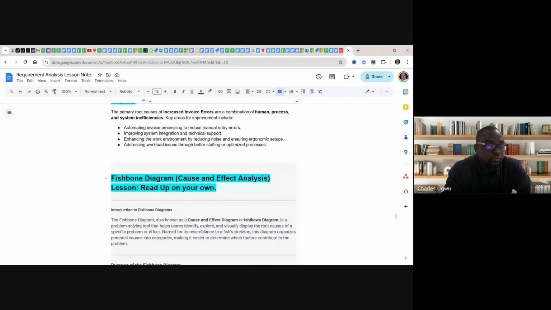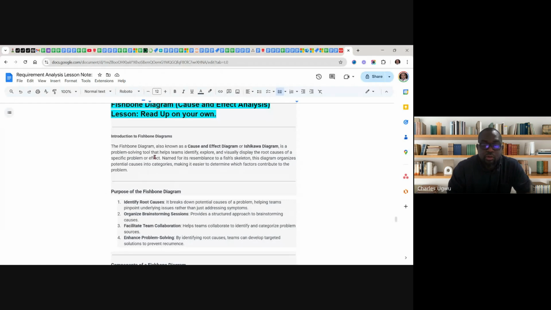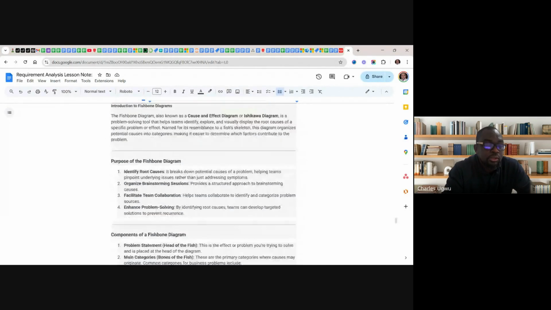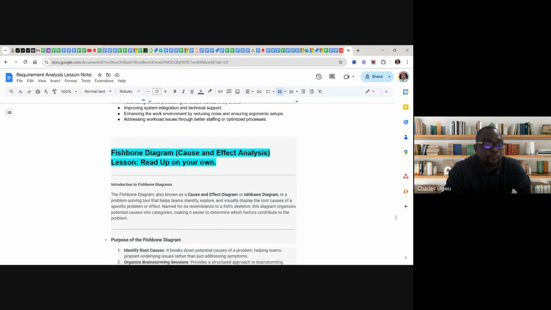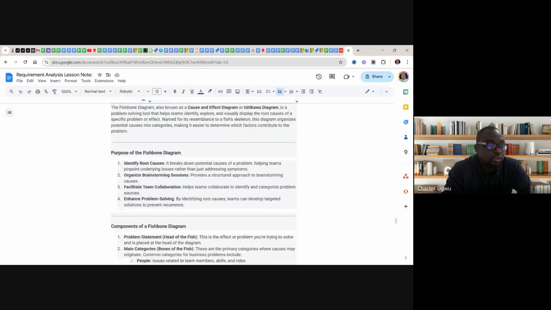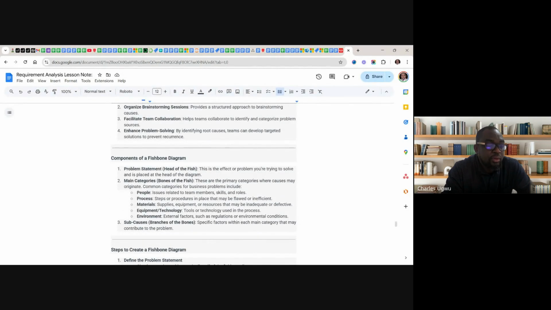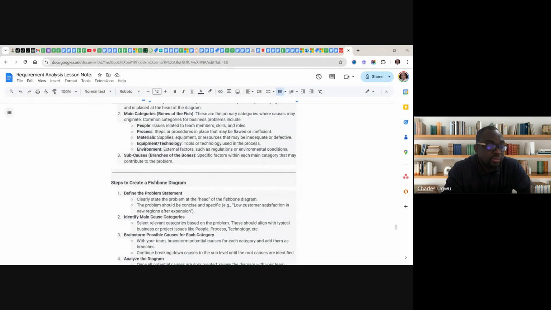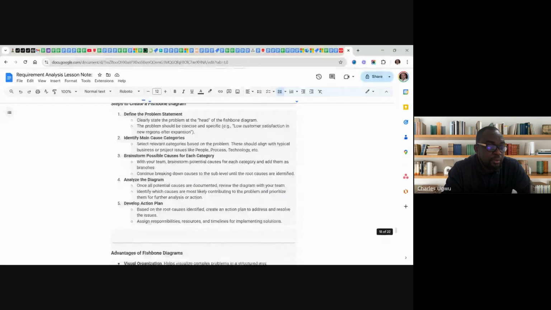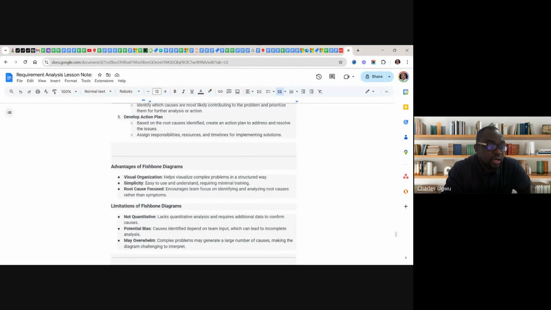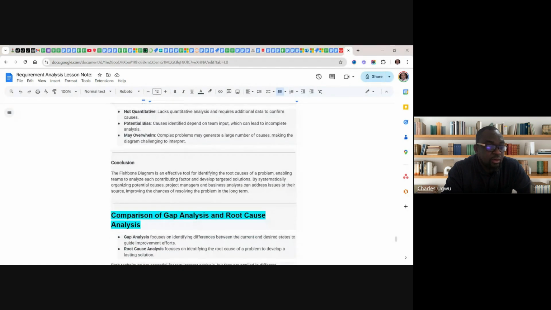So, for the fishbone diagram cause and effect analysis lesson, you have to read this up. We are not going to read it now, as we don't have time, so you read this up on your own. We've already seen the process of the fishbone diagram. We have the purpose of the fishbone diagram, the components of the fishbone diagram, the steps to create a fishbone diagram, the advantages of the fishbone diagram, the limitations of the fishbone diagram, and a conclusion.